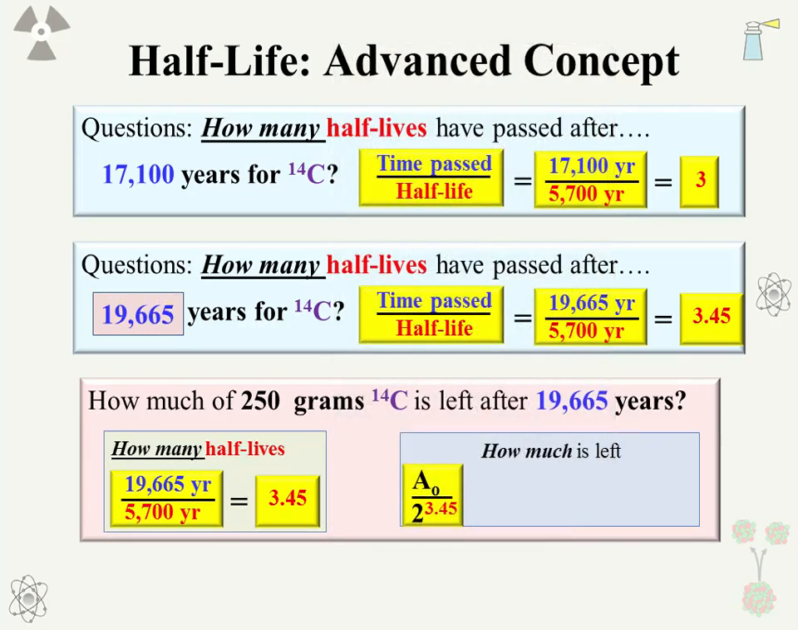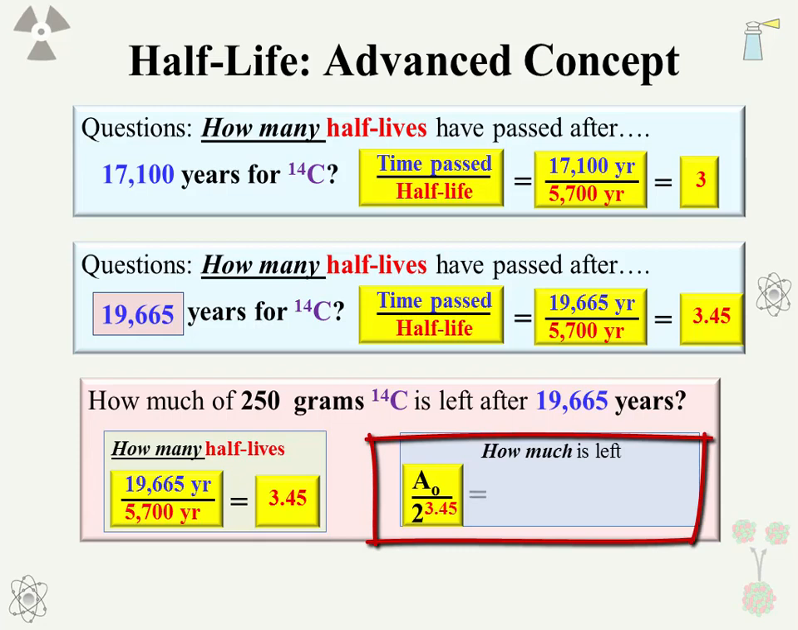Returning to the problem, the original amount divided by 2 raised to the number of half-lives passed is 250 grams divided by the 10.9 from the calculator. That comes to 22.9 grams.